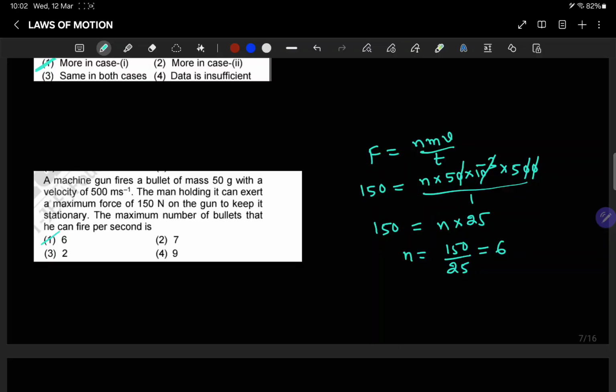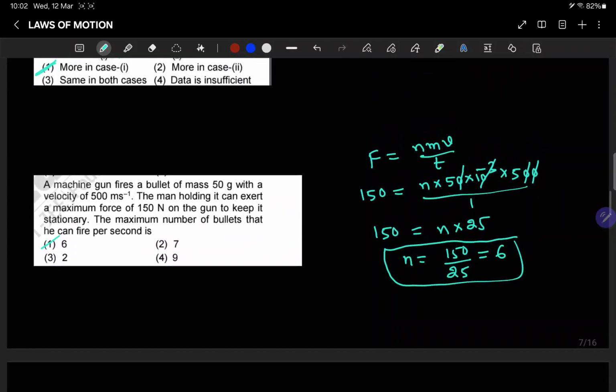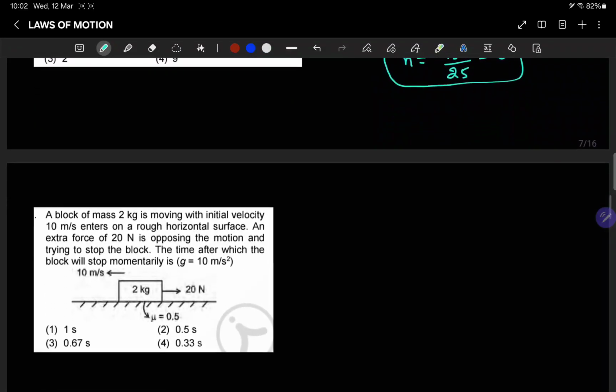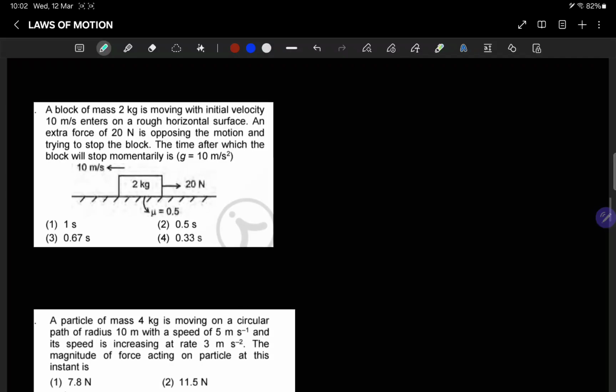The maximum number of bullets that the man can fire per second, students, how many bullets are fired here? It is 6 bullets. Yes, students, I think this problem is clear. Newton's second law, F equals dp by dt. Next, same model question, I think previously explained.